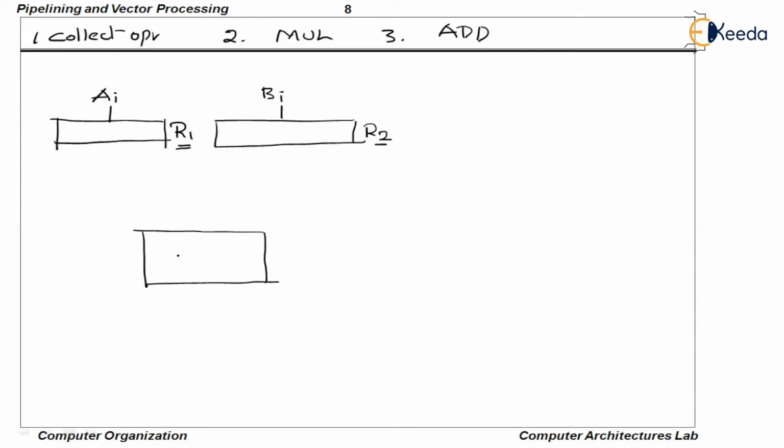This is a multiplication segment in which multiplication will get performed. So the output of R1 and the output of R2 will get connected to the multiplication segment. Okay. After multiplication is performed, we have the product of A and B, right? Now, I do require one more register.